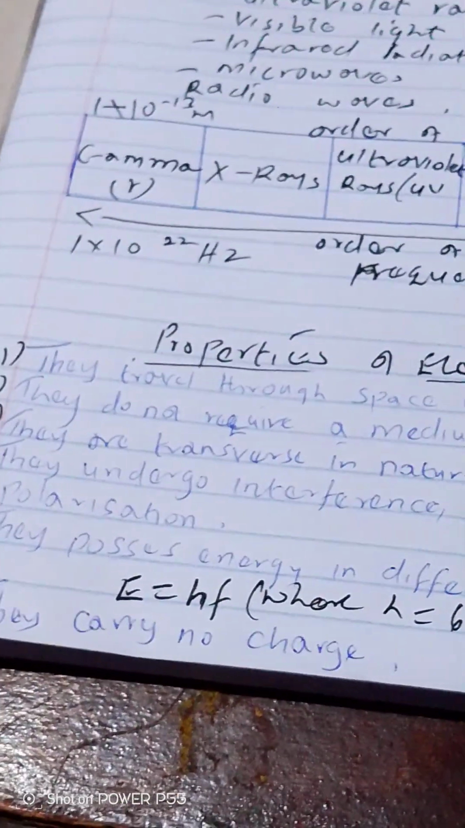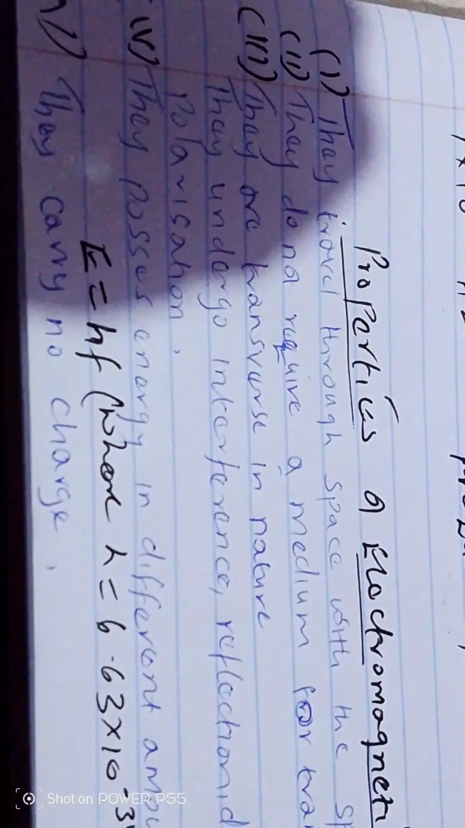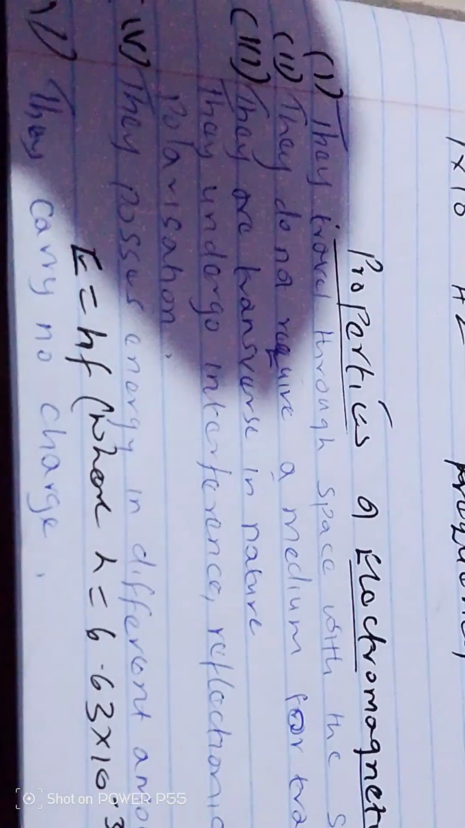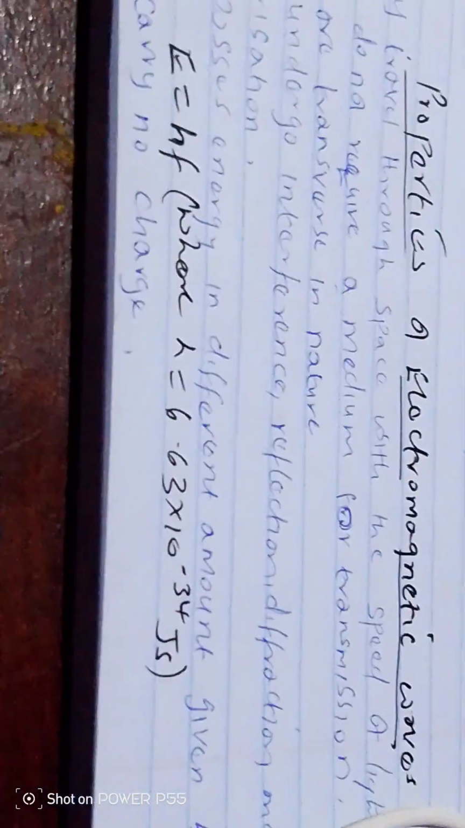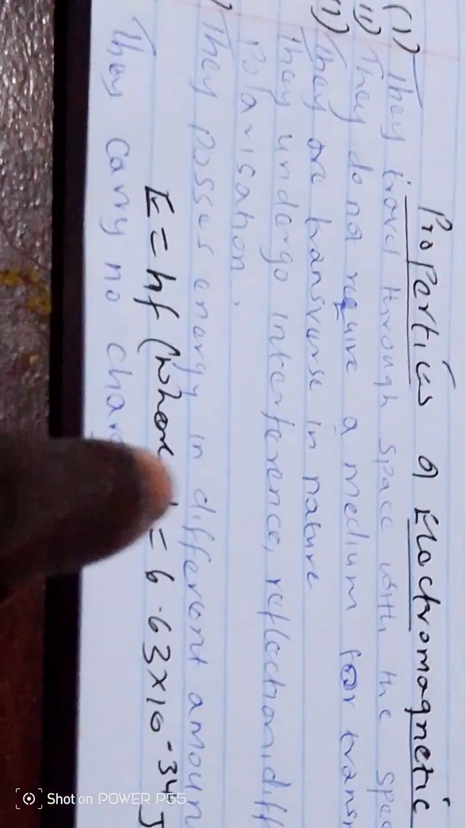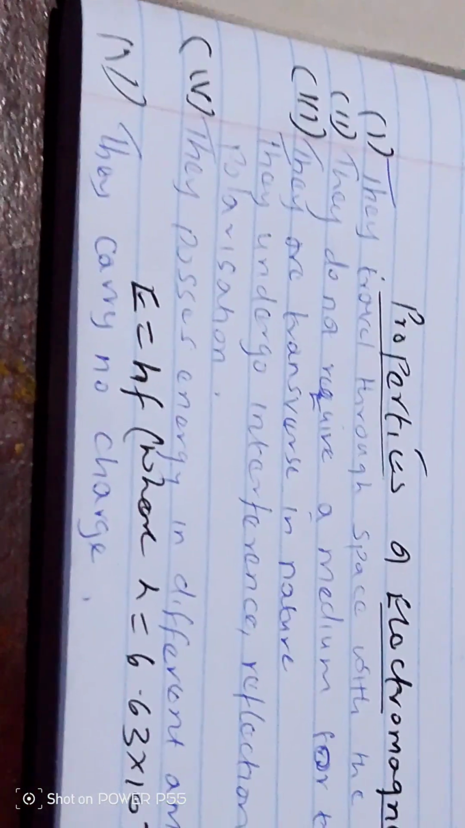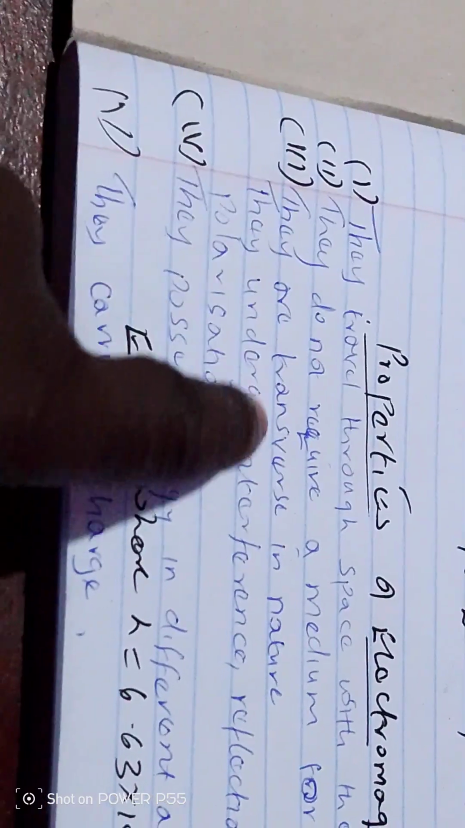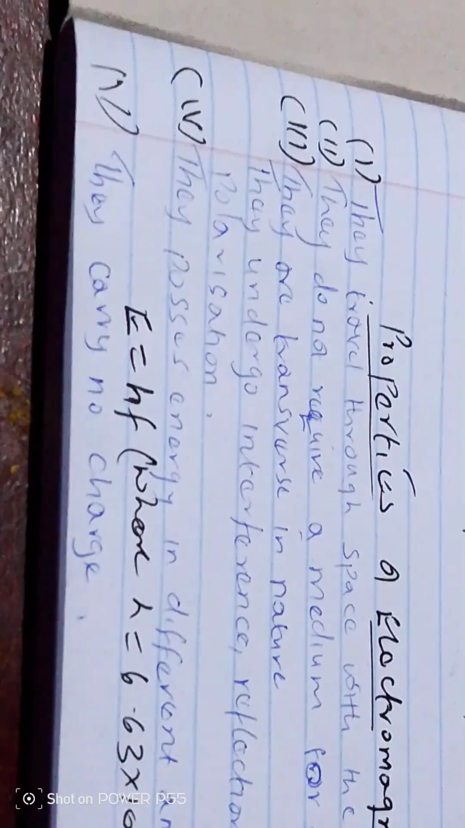Properties of electromagnetic waves. 1. They travel through space, which is through a vacuum, at the speed of light. What is the speed of light? 3 times 10 power 8 meters per second. They do not require a material medium for transmission.